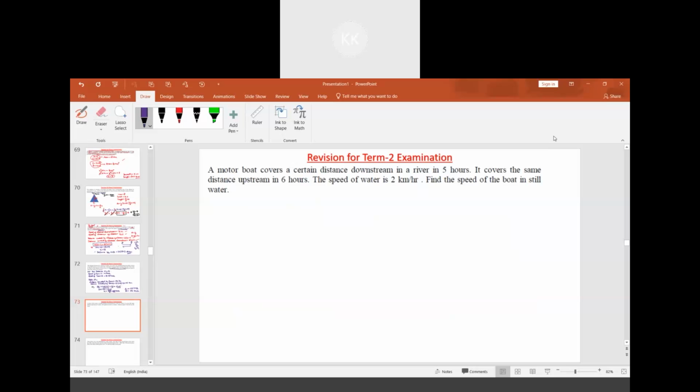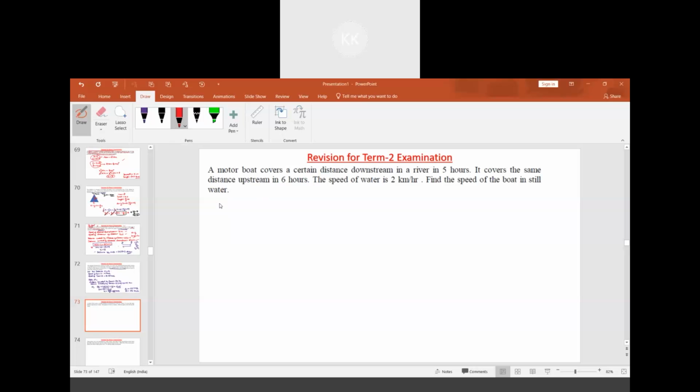Downstream and upstream questions, sir. Yes, sir. This is again a downstream motor boat, upstream question. A motor boat covers a distance downstream in the river in 5 hours. It covers the same distance upstream in 6 hours. The speed of water is 2 kilometers per hour. Find the speed of the boat in still water. Will you try this?